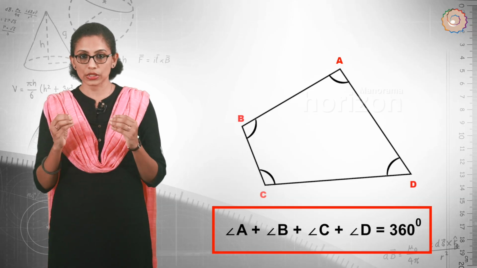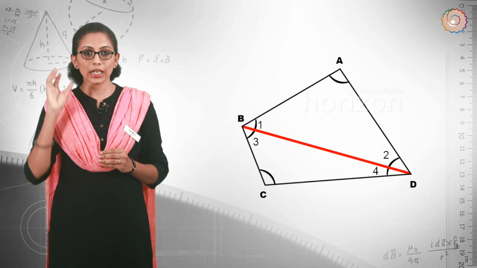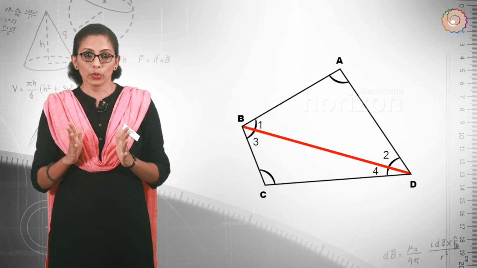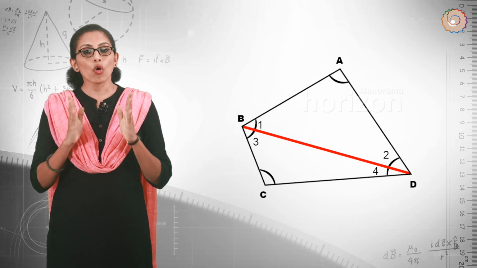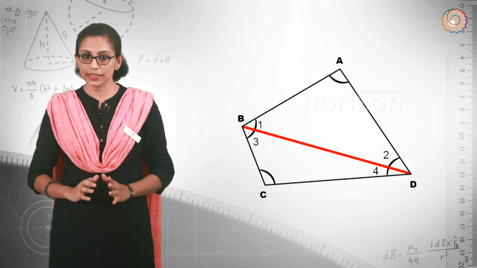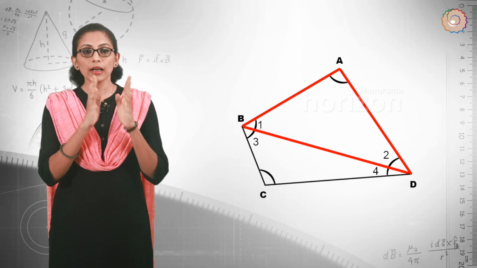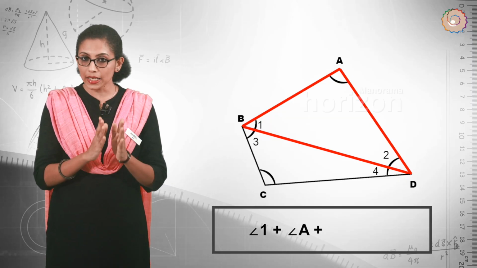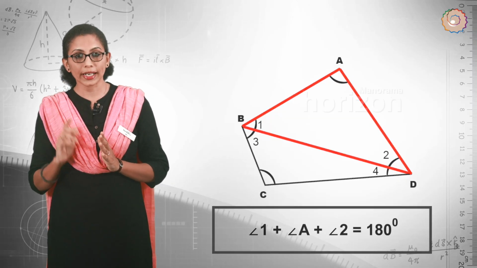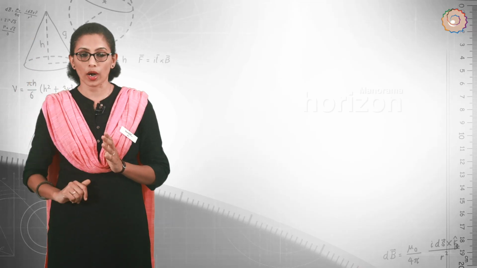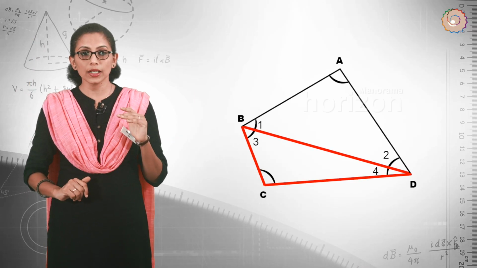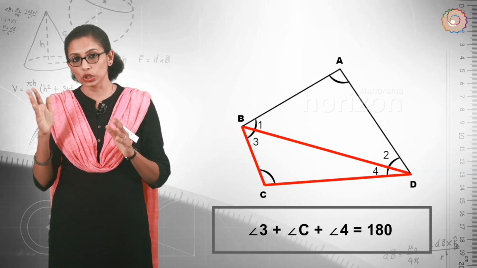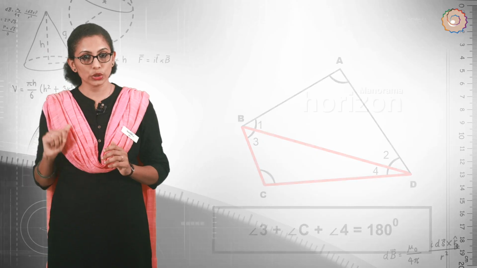Now, we have to do some construction. Join BD so that BD forms a diagonal and divides it into two triangles. Proof. Since the sum of all the angles of a triangle is 180 degrees, we take triangle ABD. In that we have angle 1 plus angle A plus angle 2 equal to 180 degrees. Mark it as equation number 1. Now next triangle. In triangle BCD we have angle 3 plus angle C plus angle 4 is equal to 180 degrees. Mark it as equation number 2.